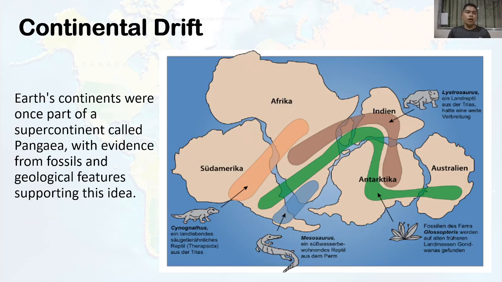According to his theory, Earth's continents were once part of a supercontinent called Pangaea, with evidence from fossils and geological features supporting his idea. As you can see in the figure on the right, you can find different living organisms that became fossilized, and their fossils can be found on the different continents around the globe.